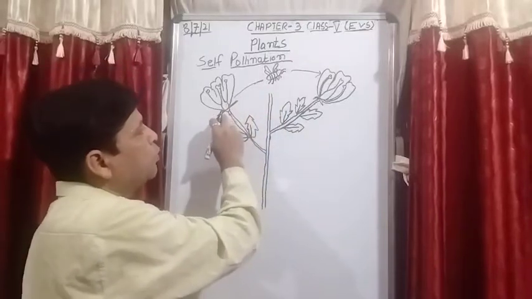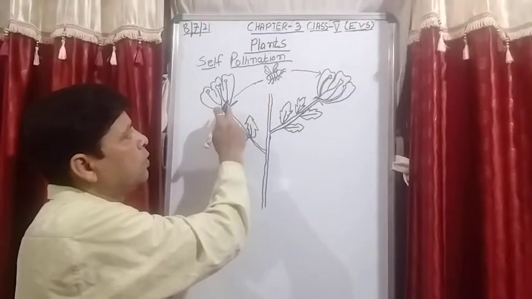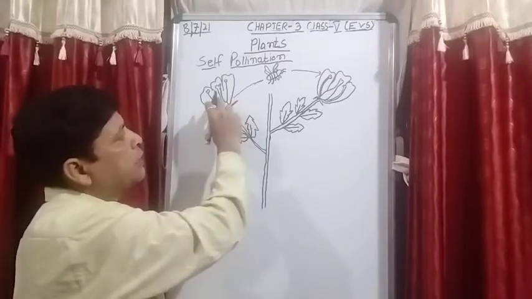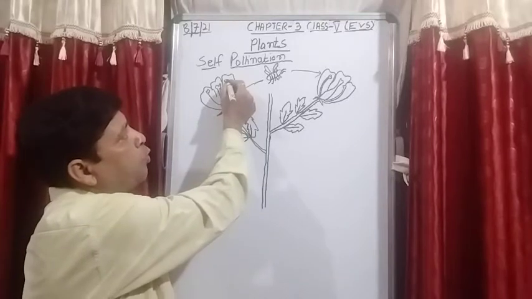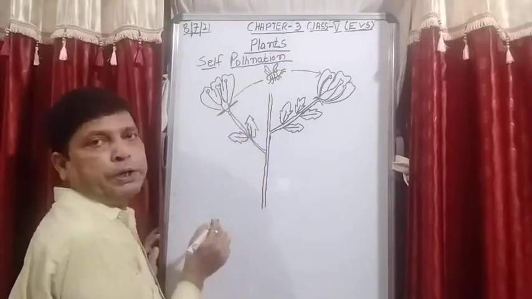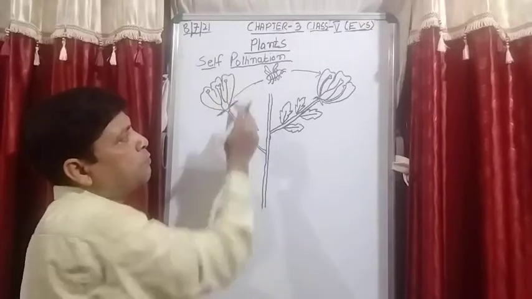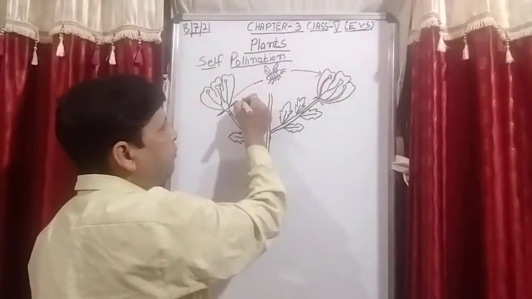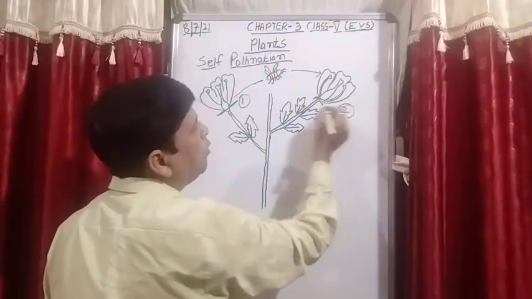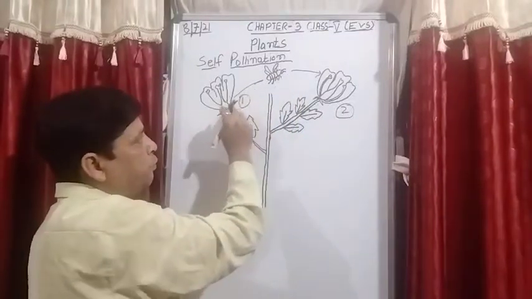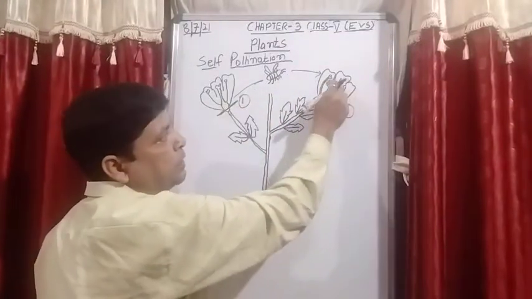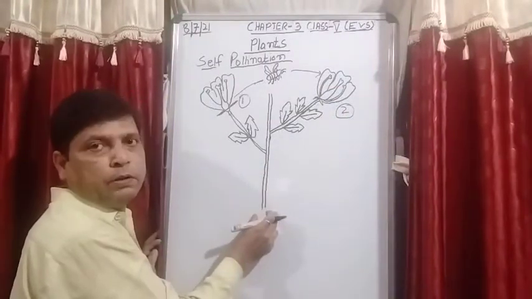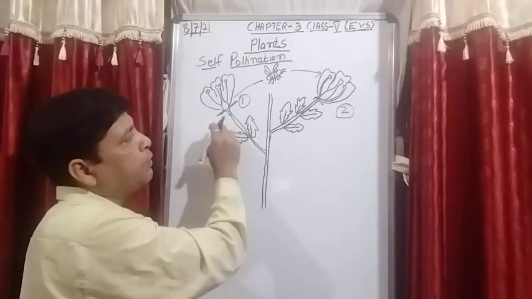Firstly the bee comes onto this flower for the nectar, because nectar is the food of the bees. When she sits on this flower, these pollen stick to the body of the bee, and when the bee flies from this flower and again sits on the other flower, this is flower number 1 and this is flower number 2. Now after the first flower, the bee sits on the second flower, and this flower is also on the same plant. The same plant has two flowers.